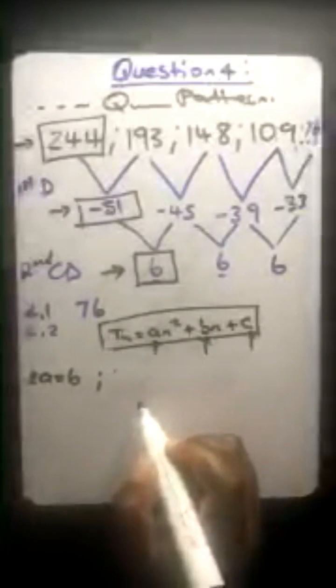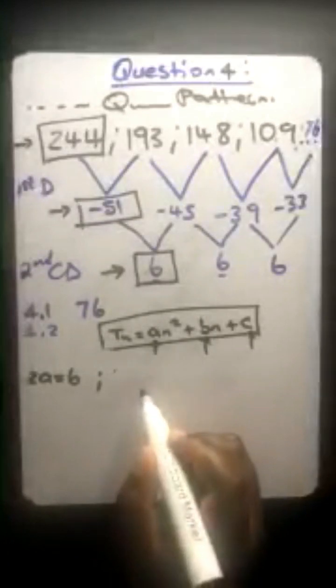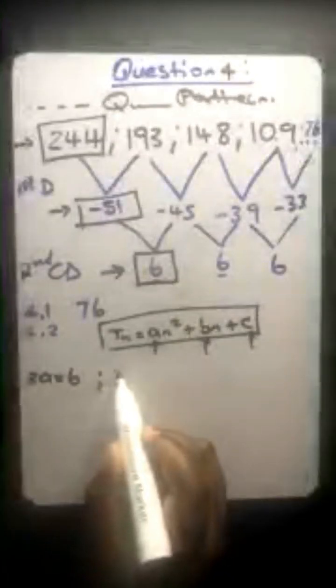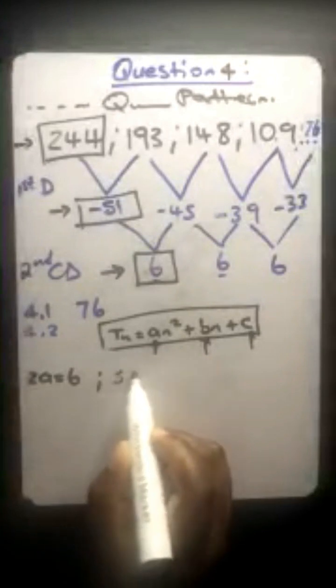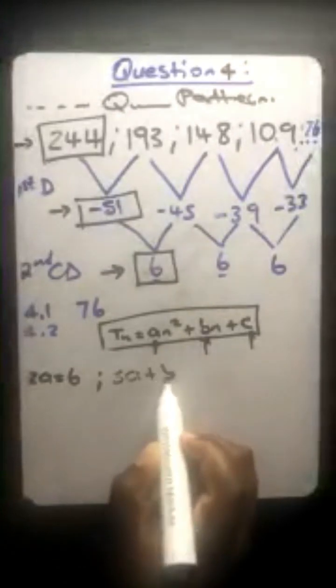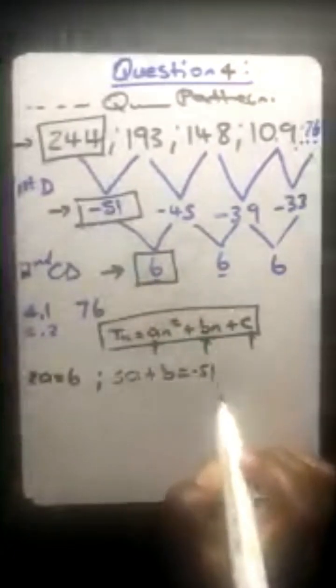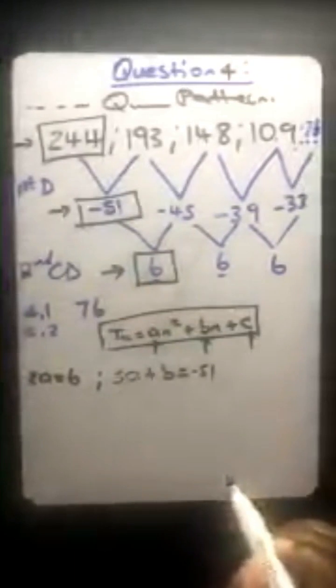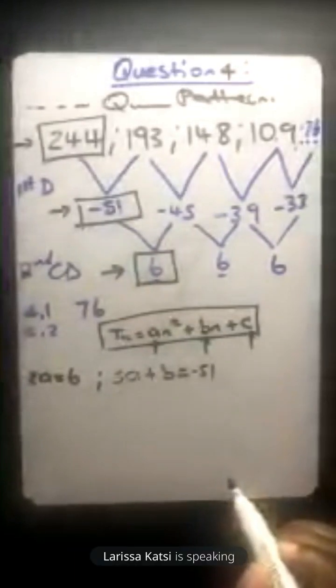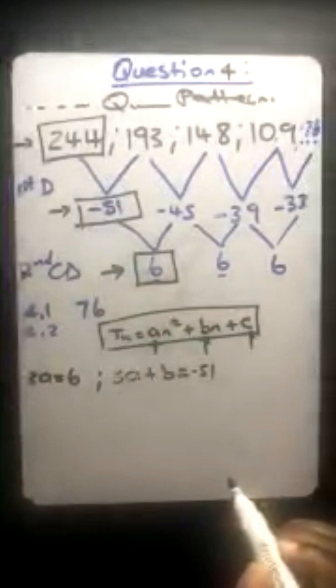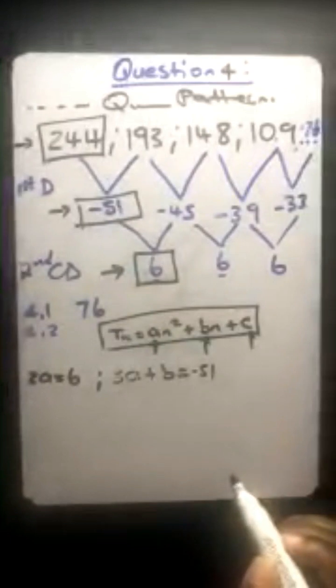Someone wanted to make a correction. Where was it, honorable member? Was it here? Is it 3A plus B is equals to negative 51? No, it's supposed to be 3A plus C. Is it not that?